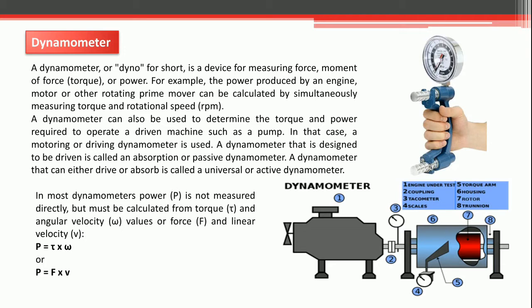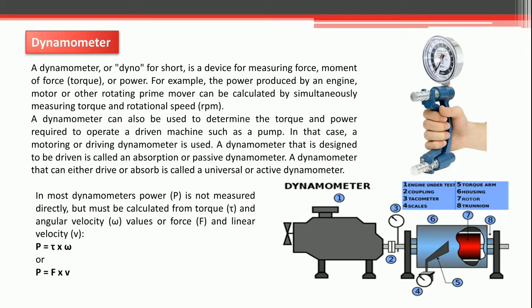In most dynamometers, the power is not measured directly, but it can be calculated from torque and angular velocity, or from the values of force and linear velocity. It can be defined as P equals tau times omega, where P is the power, tau is the torque and omega is the angular velocity. It can also be defined as P equals F times v, where F is the force and v is the linear velocity.